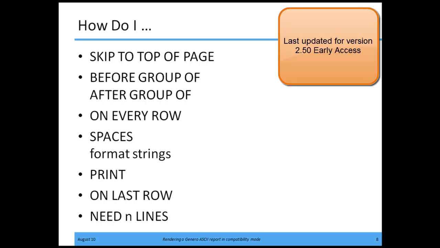How do I skip to the top of a page? How do I deal with before group of and after group of on every row? How do I deal with spaces and formatting strings? How do I print out? How do I do on last row? How do I handle needs and lines? This is in your documentation as well, and we'll walk through some of this in the next few slides.